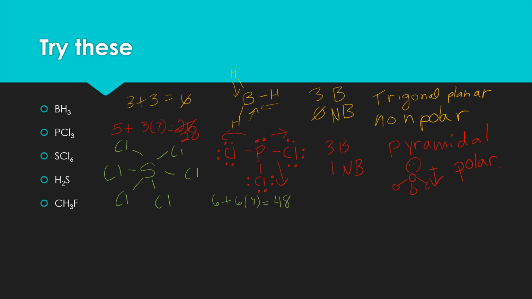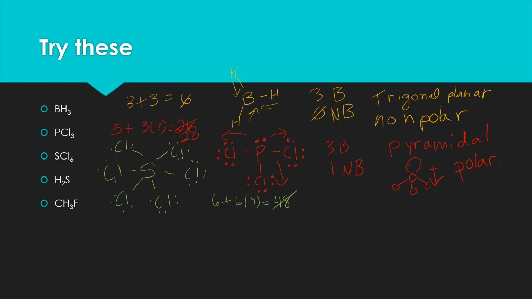So each of these chlorines would get 3 lone pairs to get its total of 6 electrons. Just do those quickly. So around each chlorine is 8 electrons. 8 times 6 is 48. So we've used all 48.